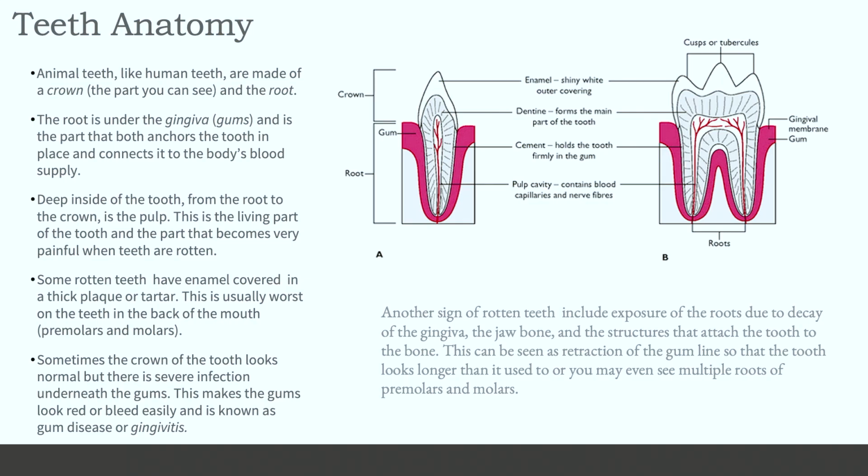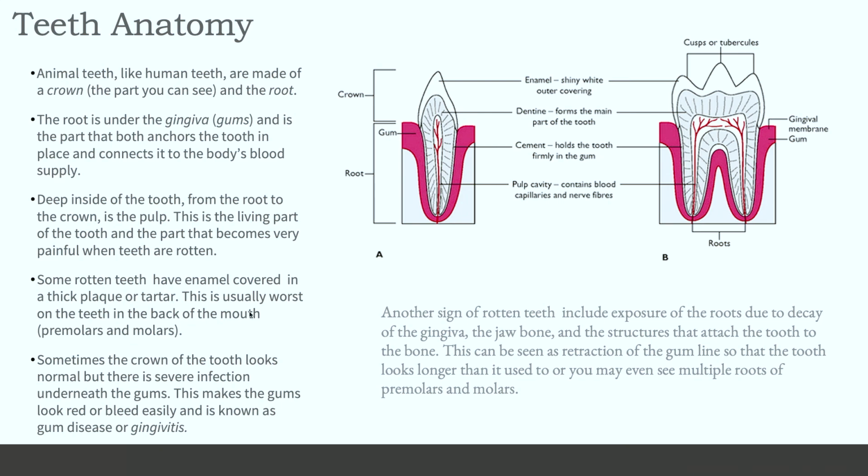It's important to know the anatomy of the teeth as well when explaining to owners how disease comes about within the tooth itself. So, animal teeth, like human teeth, are made of a crown, the part you can see, and then the root. The root is under the gingiva or gum, and is the part that both anchors the tooth in place and connects it to the body's blood supply. Deep inside of the tooth, from the root to the crown, is what is known as the pulp. And this is very important because this is the living part of the tooth and the part that becomes very painful when teeth are rotten.